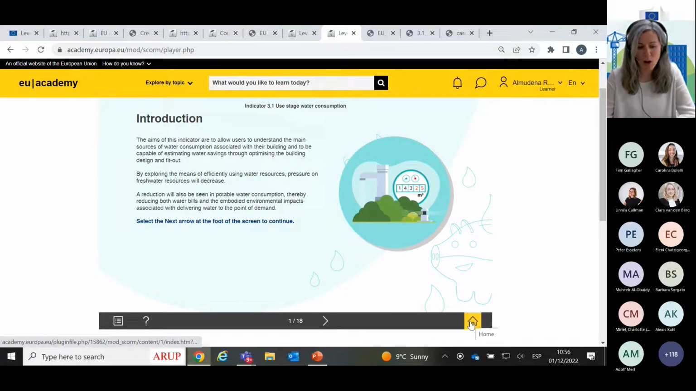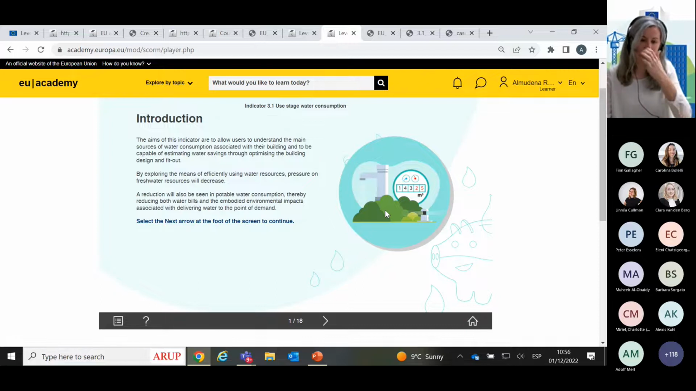You can always go to the home page, which takes you back to the main page of the macro objectives, where you can select another indicator. In this case, there is only one. Well, this introduction is the aim of the indicator of water consumption.